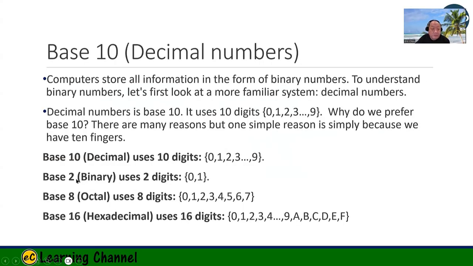So you have base 2, base 10, base 8, and base 16. Base 10 will be 0 to 9. Base 2 is 0 and 1. Base 8 is 0, 1, 2, 3, 4, 5, 6, 7. Base 16 is 0, 1, 2, 3, 4, 5, 6, 7, 8, 9, A, B, C, D, E, F. Okay?